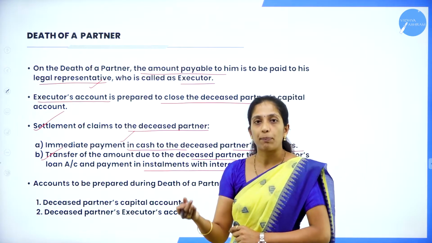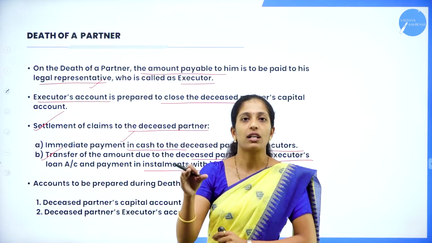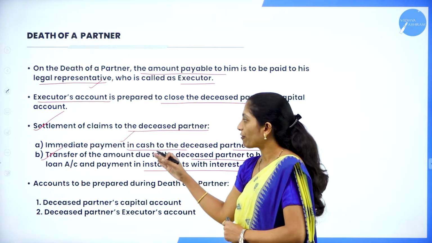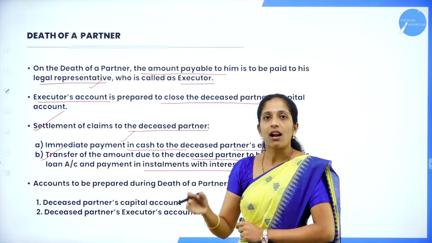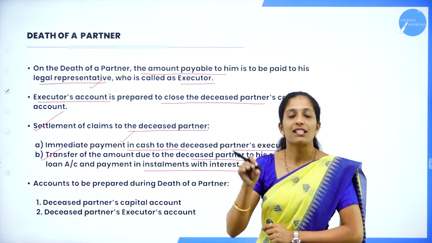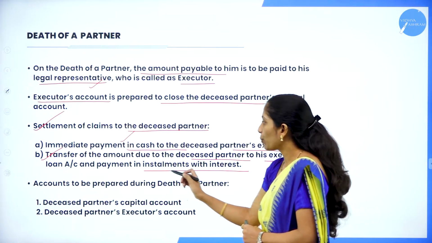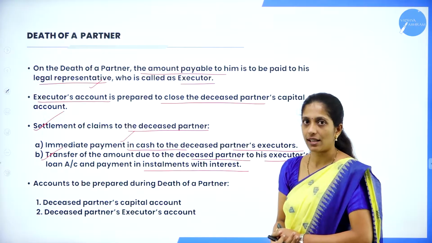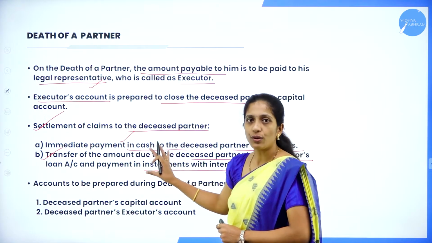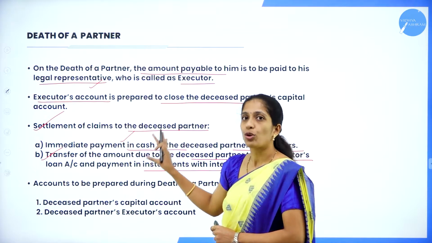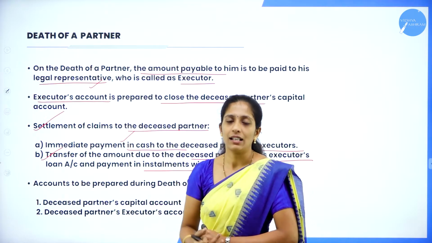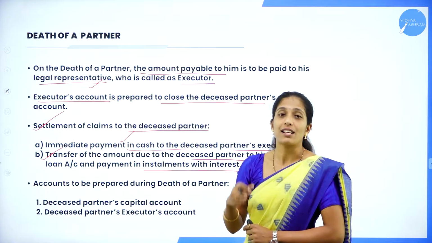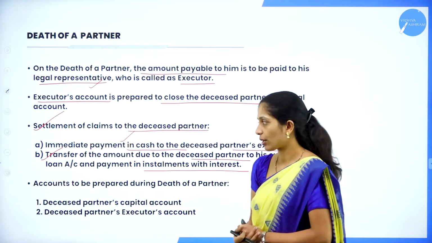So either they can pay the whole amount to the executor in lump sum in the form of cash, or they can transfer the amount to the executor's loan account, where they have to pay in the form of installments along with the interest. So these are the two ways to settle the amount that has to be paid to the deceased partner, that is, the deceased partner's executor.